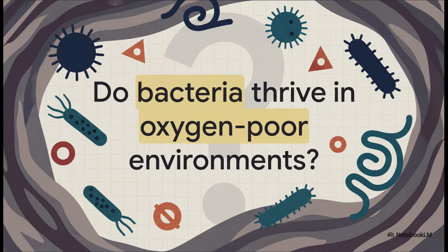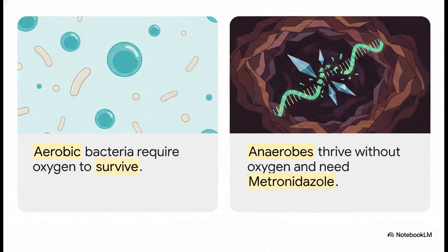Basically, where is our suspect hiding? More specifically, do they thrive in oxygen-poor environments? You see, some bacteria, which we call aerobes, absolutely need oxygen to survive. But others, known as anaerobes, actually thrive in the dark, oxygen-deprived corners of the body. We're talking deep intra-abdominal tissue, the gut, or even dental abscesses.